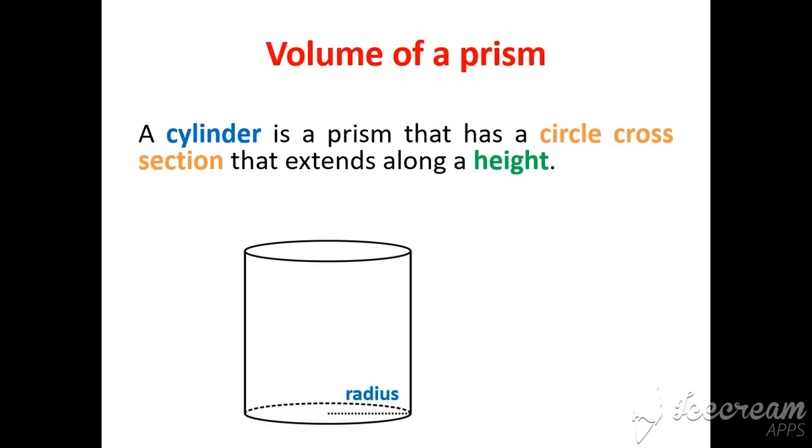We have a radius, which is the distance from the center to the outside of the circle. If you are working on a problem where they gave you the full diameter right across, you'd have to divide that by 2 to get the radius. There's the height of the cylinder, the depth, but we prefer to call it height when we deal with cylinders.